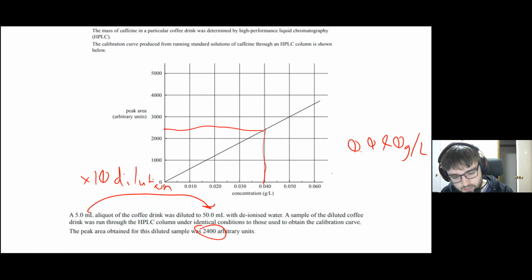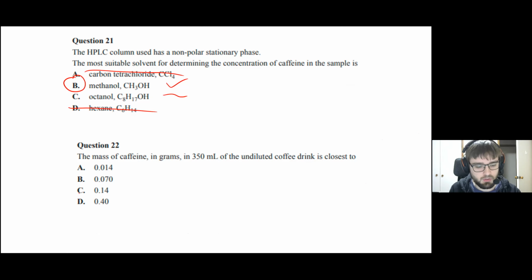So the original was going to be 0.04 times 10, which is going to be 0.4 grams per liter. So we'll go in here and circle 0.4, and we'll get the answer wrong because we didn't read the whole question. So that is indeed the concentration of the original coffee drink.